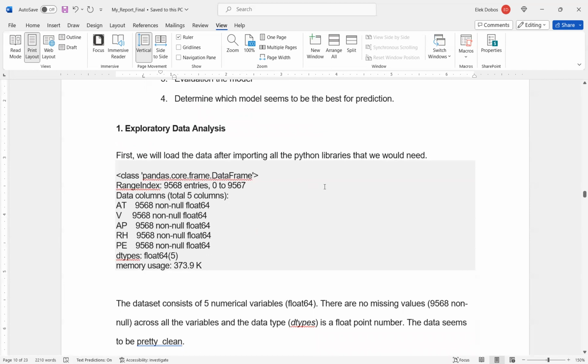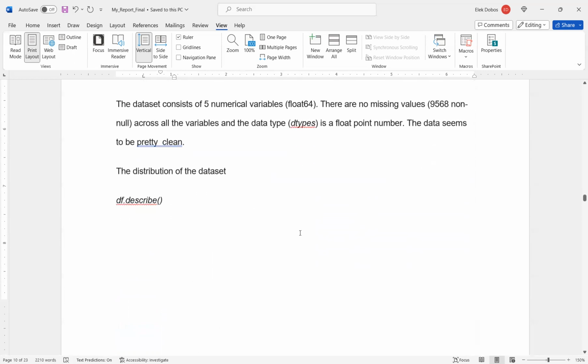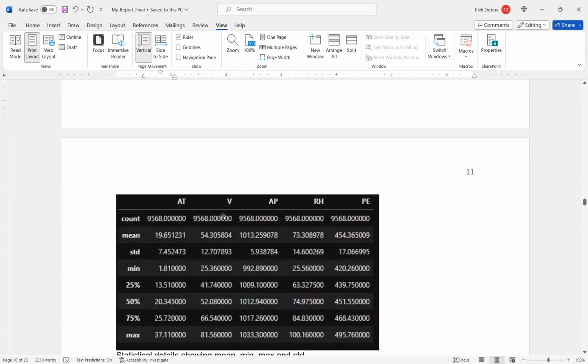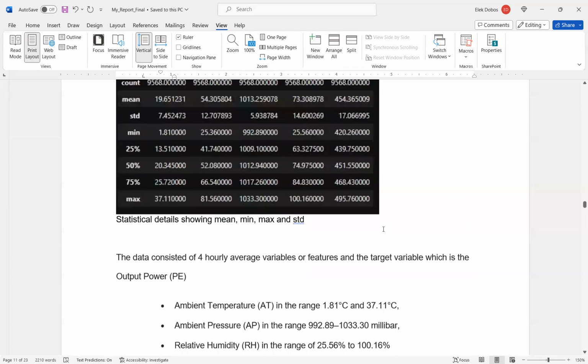I think I had shown this a little bit before, but yeah, I explored my data. I had 9,568 rows, float64 type. Nothing was null, so it was fairly clean, or pretty clean, I would say. This is the distribution of my data set. I looked at, obviously, my count of rows, my mean, my standard deviation, my minimum, my maximum, and my quartiles in between.